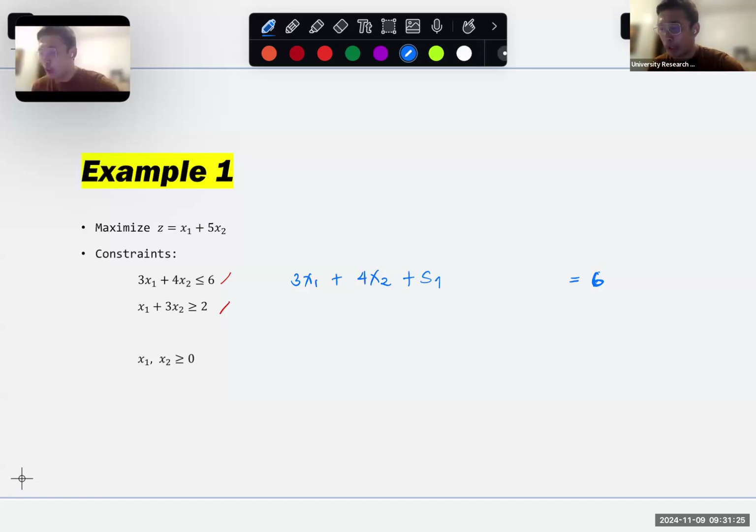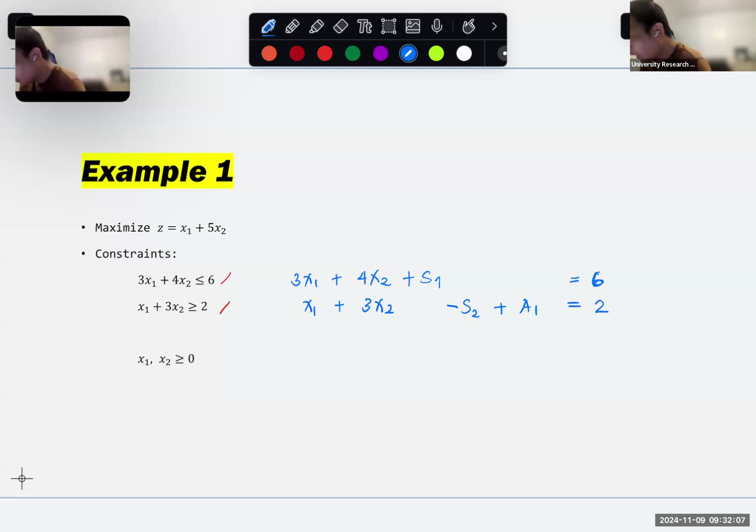And then for our second constraint, it's greater than or equal to, so this one would be x1 plus 3x2. Since this one is greater than or equal to, we subtract a surplus variable. Similar to S1, it will become minus S2. Since this is a surplus variable, for every surplus variable we add an artificial variable. So our artificial variable would be plus A1, and that would be equal to 2.